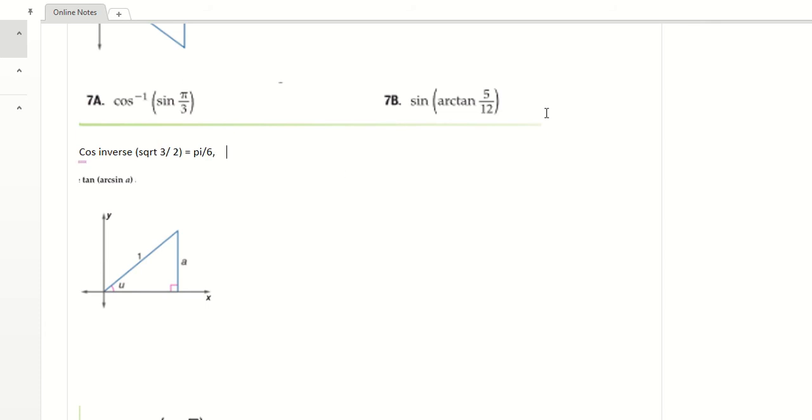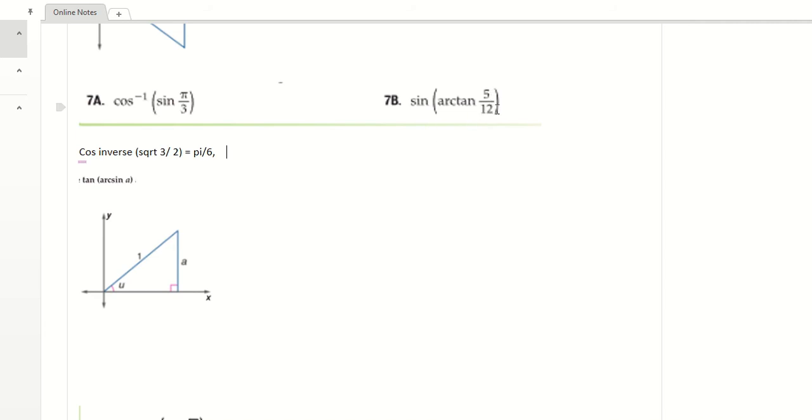So now our arctan is 5 over 12. This is another triangle they are giving you. Y is 5, x is 12. It is a 5, 12, 13 triangle, right? And the sine of that triangle is 5 over 13.